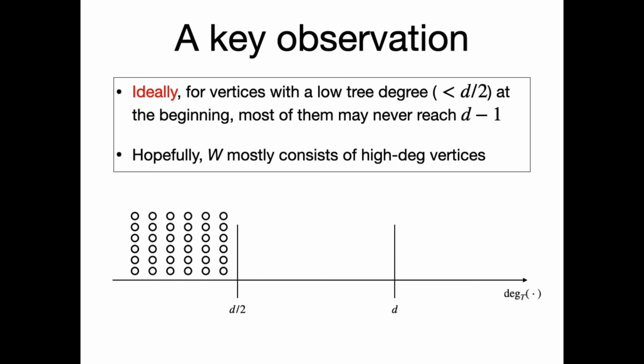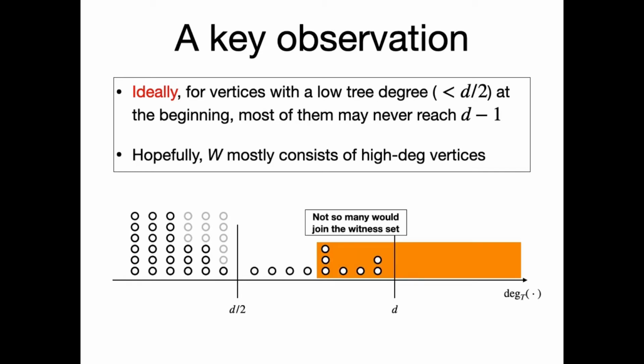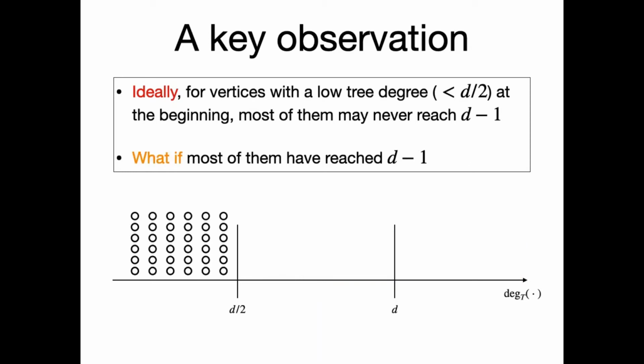Ideally, for those vertices with a low tree degree at the beginning, most of them may never reach d-1. For example, in this picture, only a small number of them may reach d-1. So hopefully, in the end, the witness set would mostly consist of high-degree vertices. Now, what if most of them actually reach d minus 1?